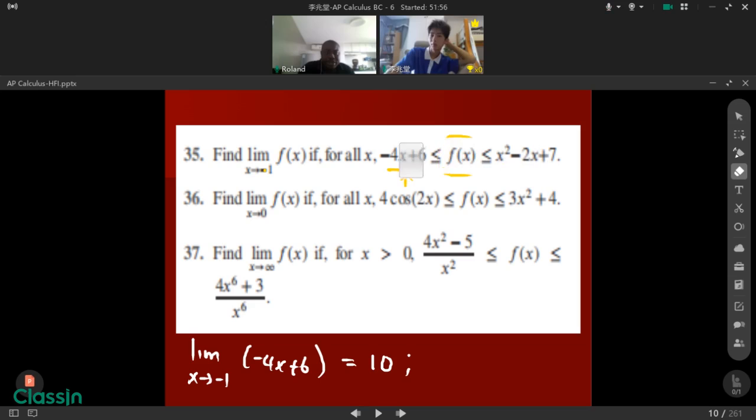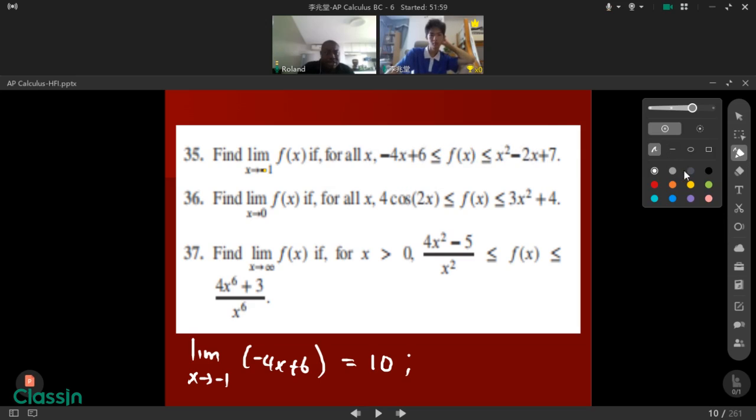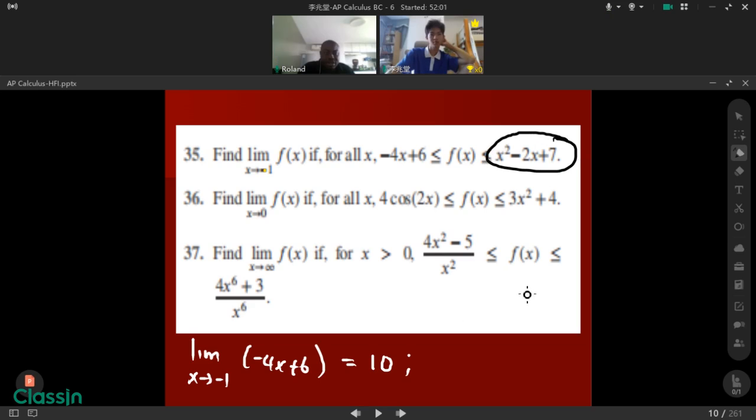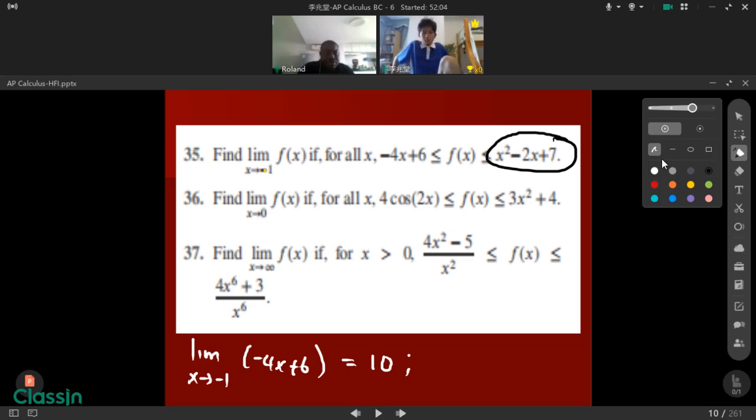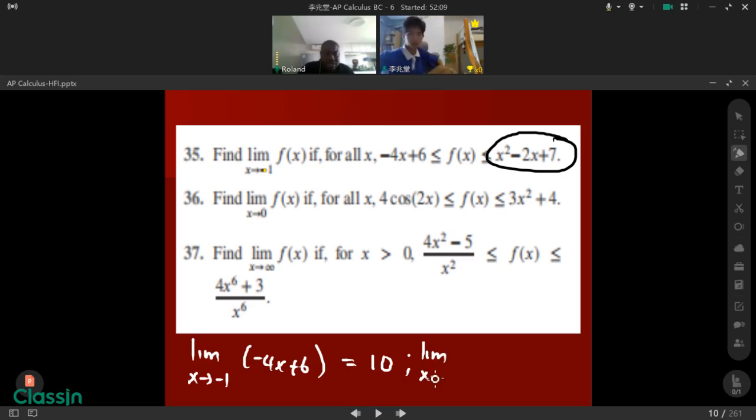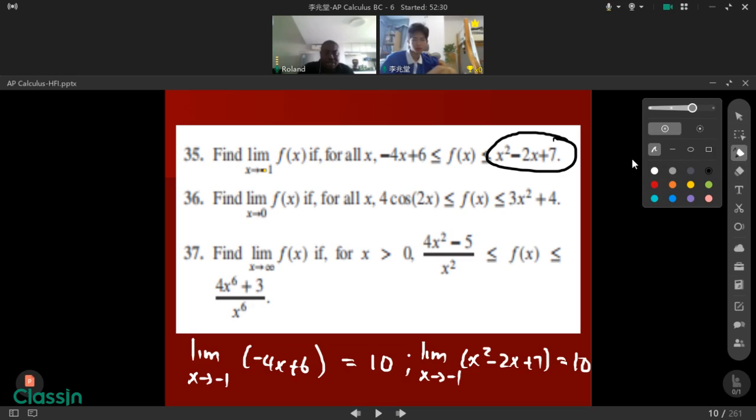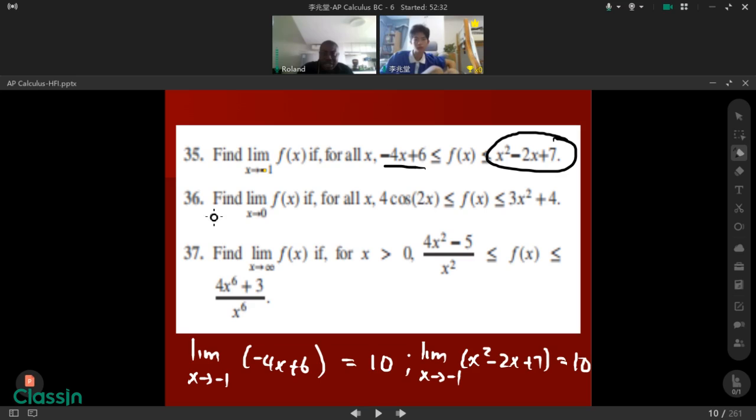On the right-hand side, the same procedure. If we evaluate the limit as x approaches -1 of x squared minus 2x plus 7. Remember, as x approaches -1, x squared approaches -1 squared, which is 1, and -2x approaches -2 times -1, which is +2. So this is 10. So we can conclude that this expression on the left-hand side is 10.